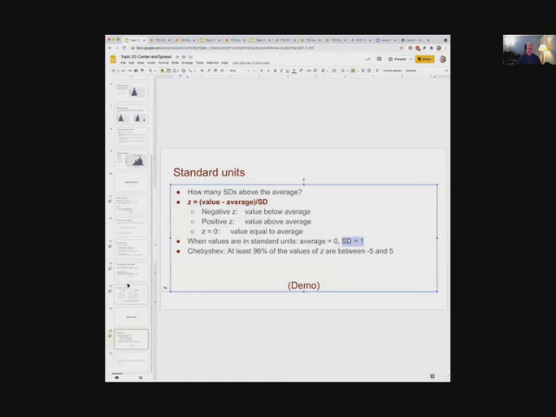Okay. Any questions about standard deviation, standard units, variability, anything that we talked about so far?